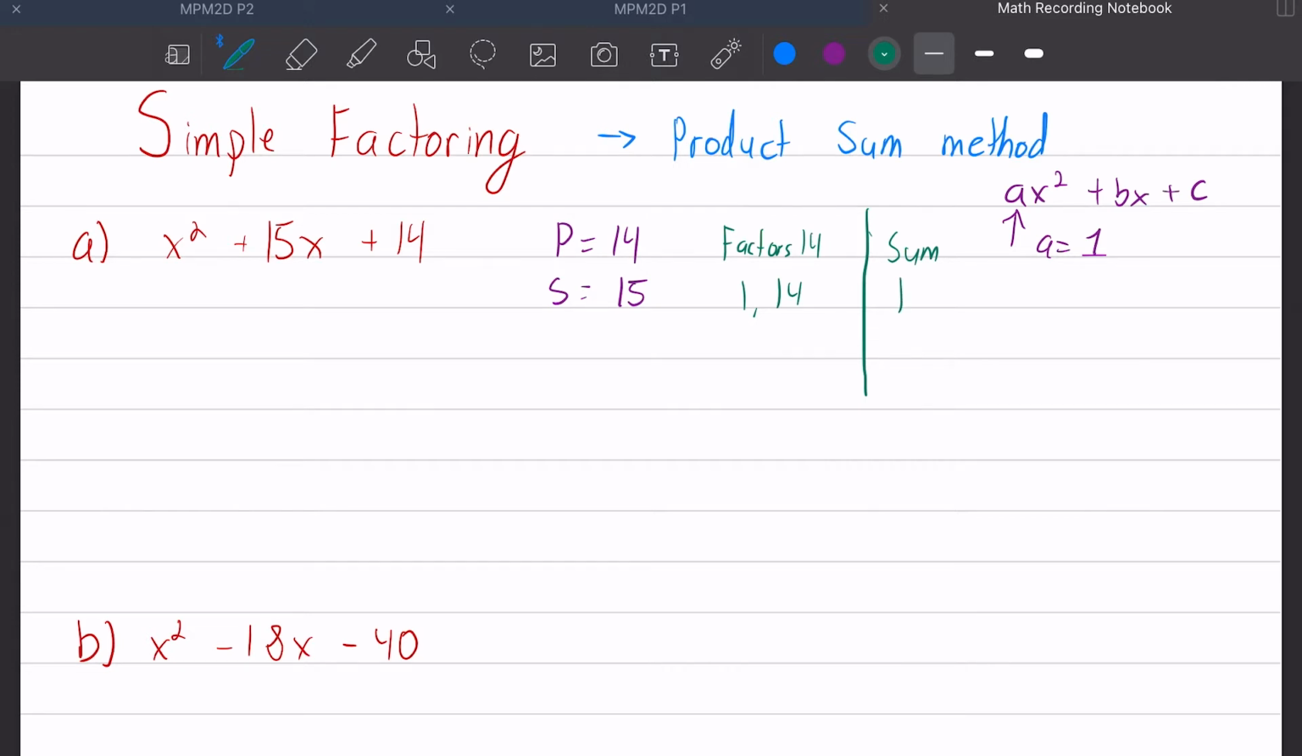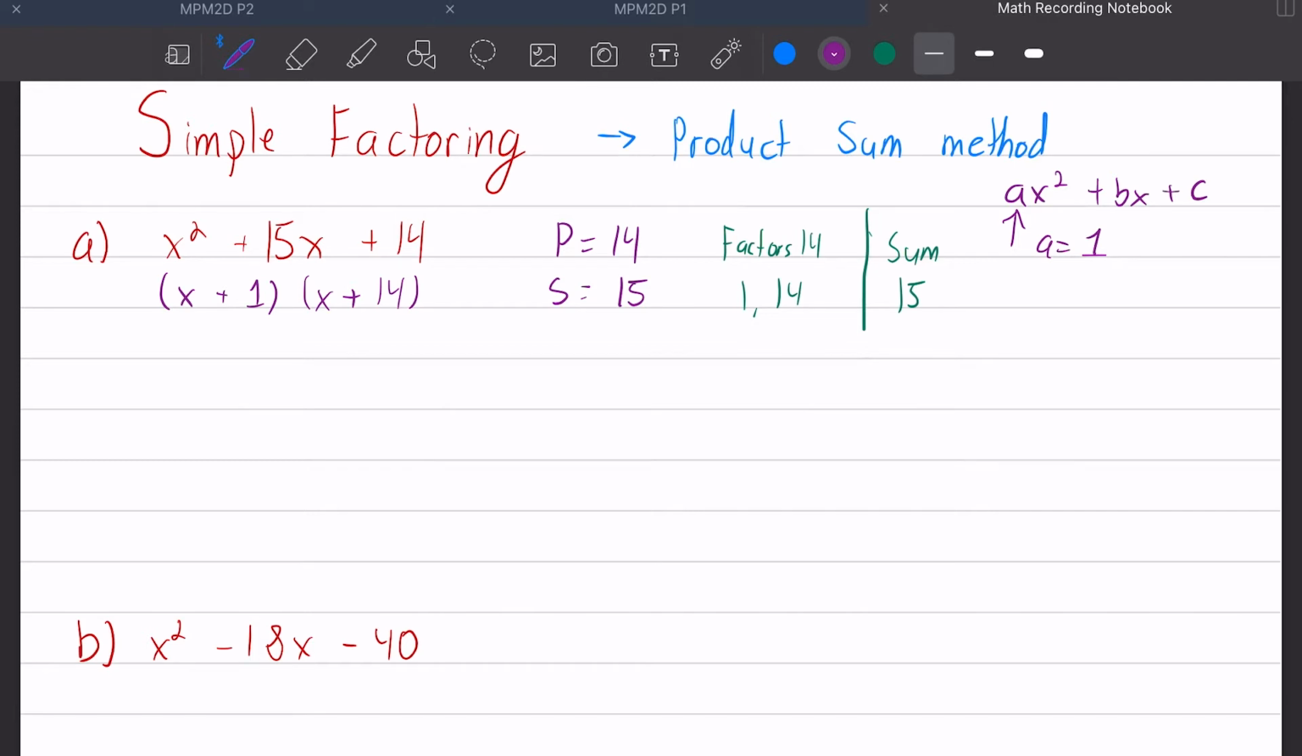If we add those together, we get 15. Oh, well, that was pretty easy. We don't need to go any farther. That's it. So we can now set up our brackets. Our brackets would be x plus 1, that's one of our factors here. With the product sum method, it doesn't matter which term goes where. We could have just as easily put 14 where that 1 is, but we just put them in order, lowest to highest, and then our other bracket would be x plus 14.